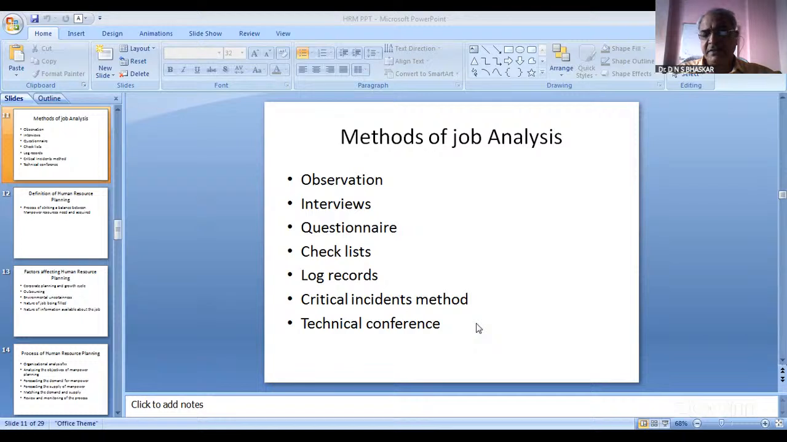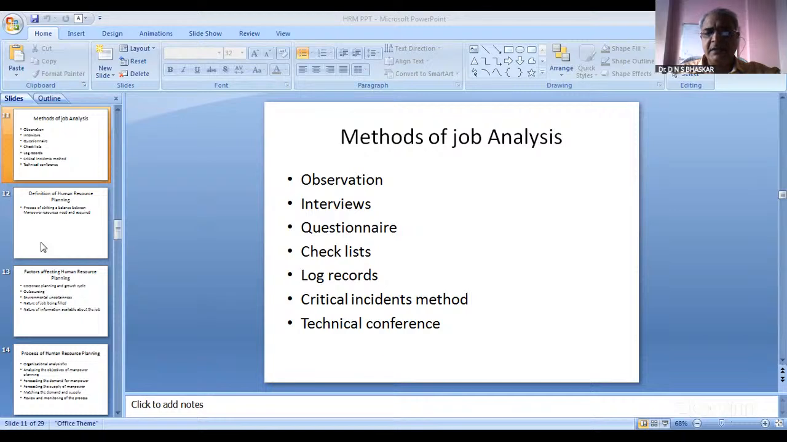Then technical conferences is also another one. By conducting technical conferences, various technical people will give the description about the job, and so on. These are the various methods of job analysis. Frankly speaking, I have summarized it in a very brief manner, but students are required to read elaborately from the material book: observation method, interview method, questionnaire, checklist, log records, critical incidents method, and technical conferences. This is an important question for them.